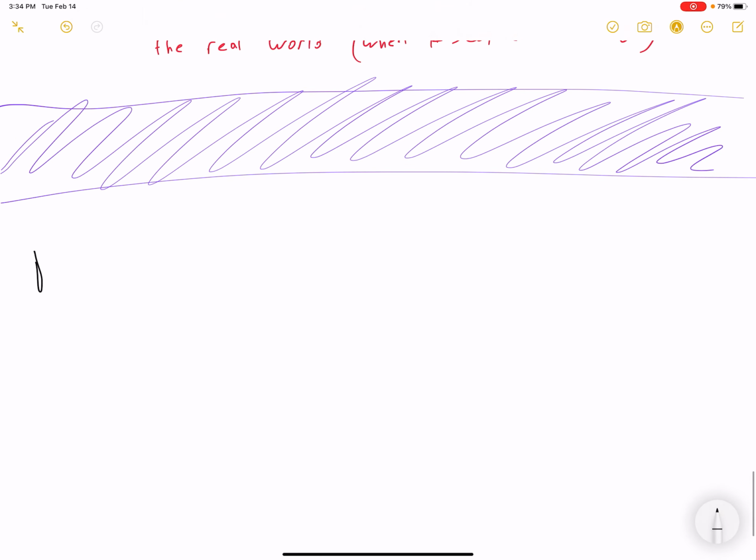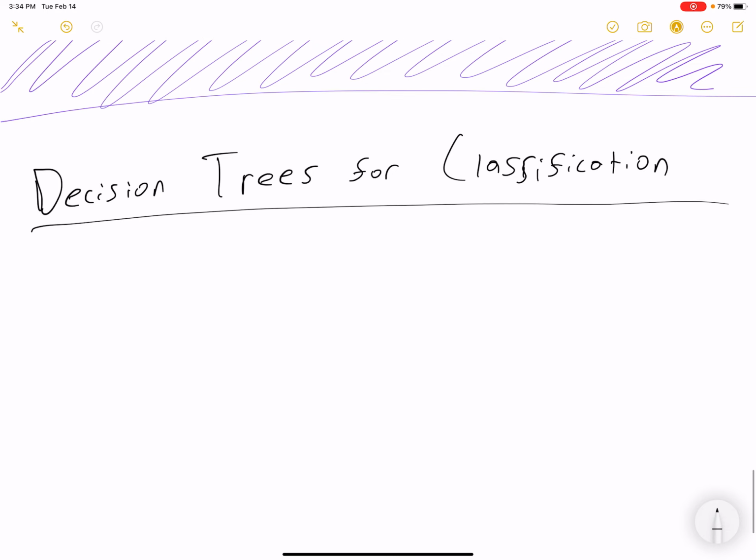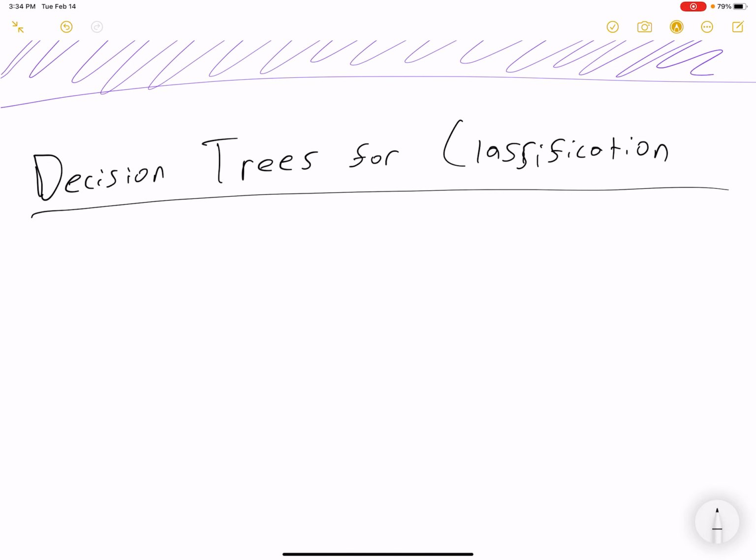So, decision trees, and these can be used for classification or regression. We'll start by talking about classification. It's actually not too different to use decision trees for regression either. So let's say we want to build, let's go with this cat-dog example, and in general build an animal decision tree.